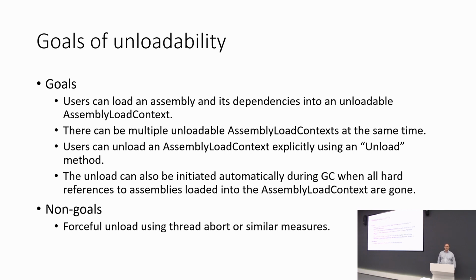One of the non-goals is forceful unload. So when, for example, you have something like thread abort that was used in the app domains area, where you have, say, a tight loop running in your assembly loaded in the context, and you would like to unload, you cannot force it until the GC can collect all the stuff, and I'll describe a little bit later what exactly happens and how it works.